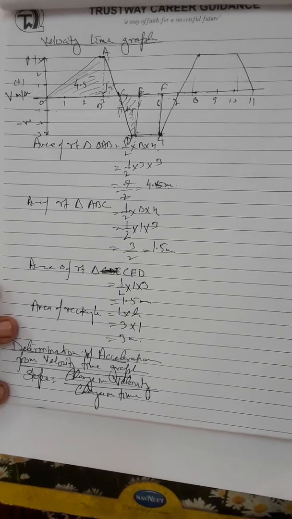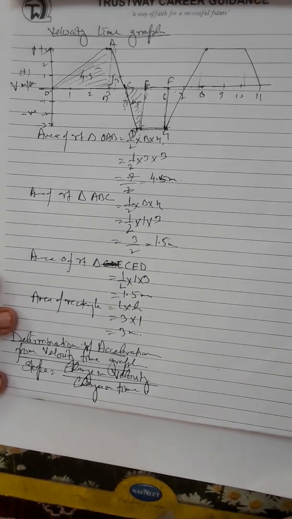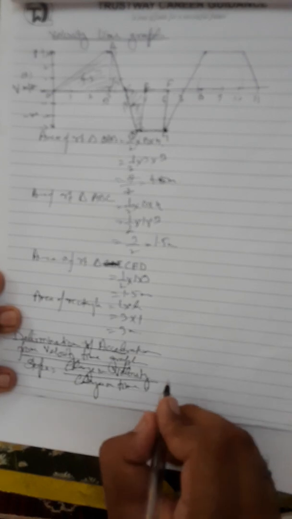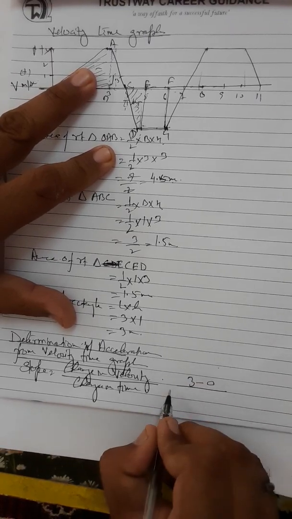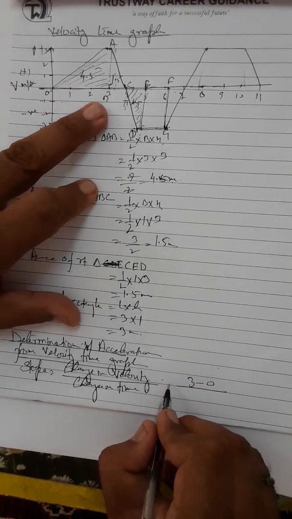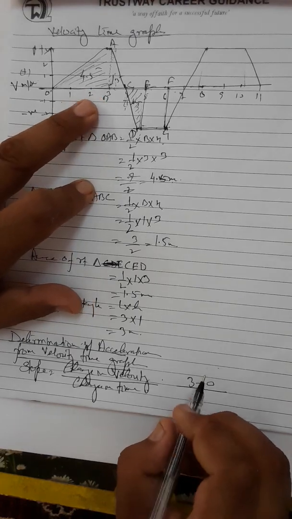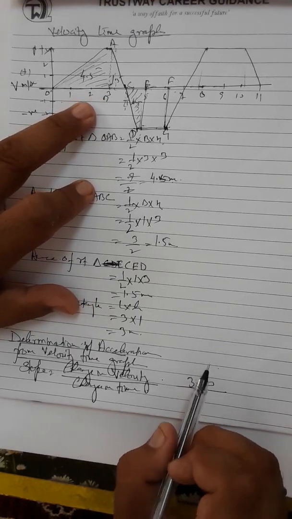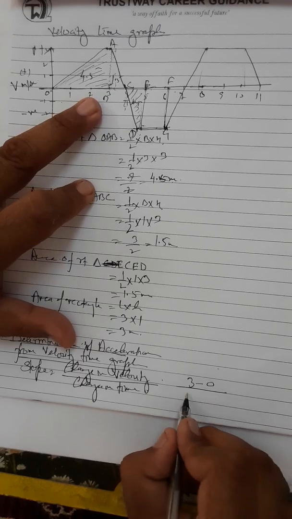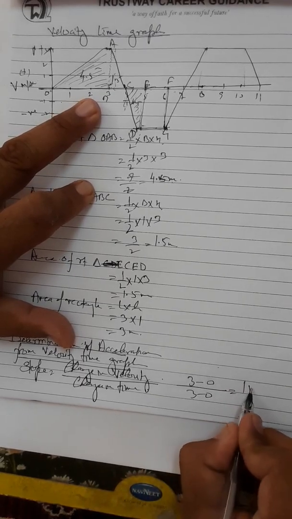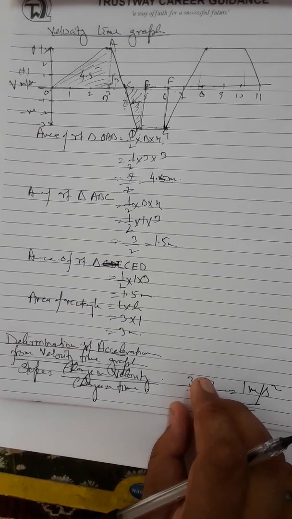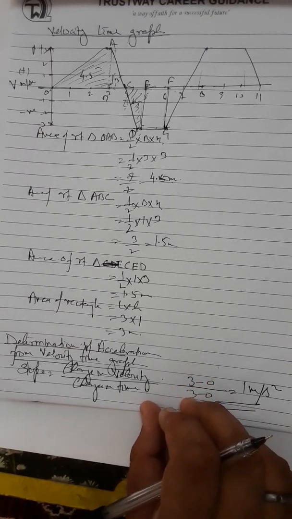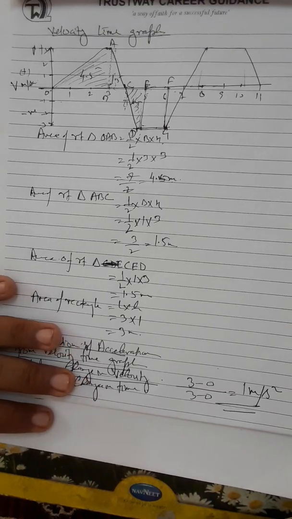For example, in the first case, from O to A, change in velocity is 3 minus 0 over change in time, 3 minus 0. It will be 1 meter per second square. This way we can determine the acceleration by graph.